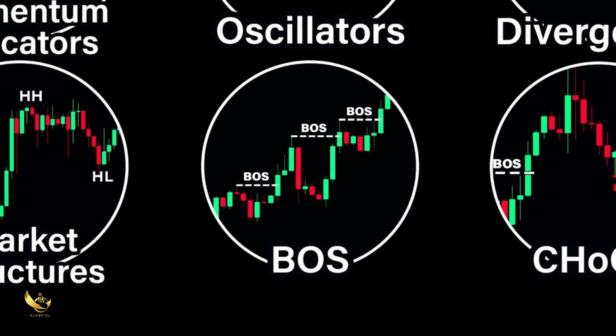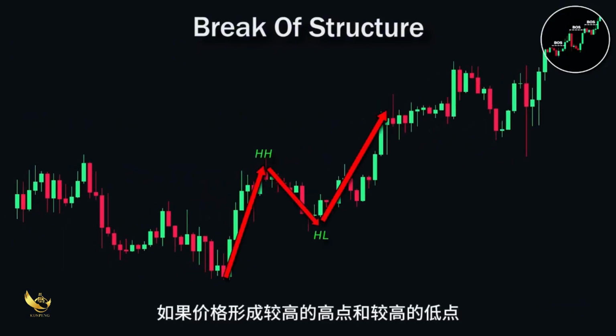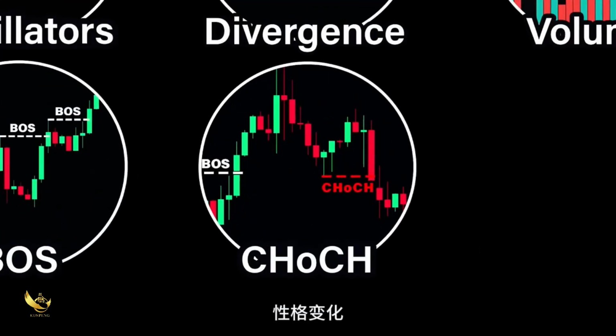Break of structure. It is when price breaks the previous price peak during a trend. For example, if the price forms higher highs and higher lows, this break of the previous highs is called a break of structure.